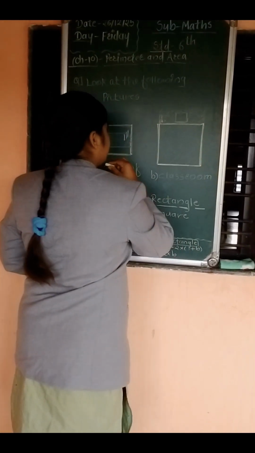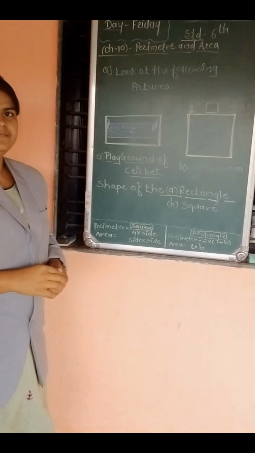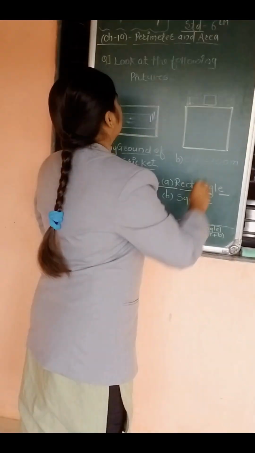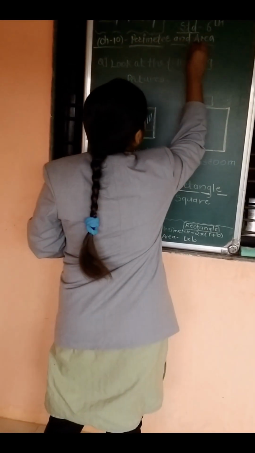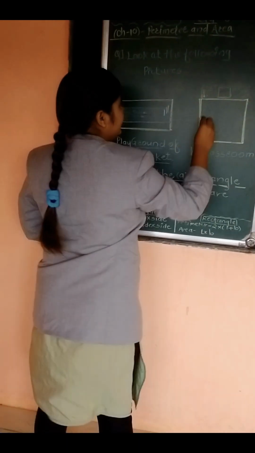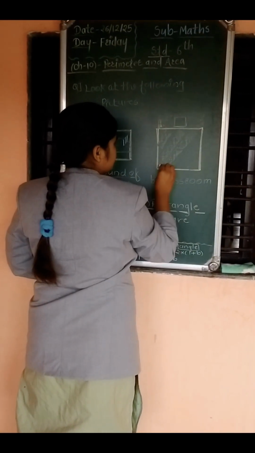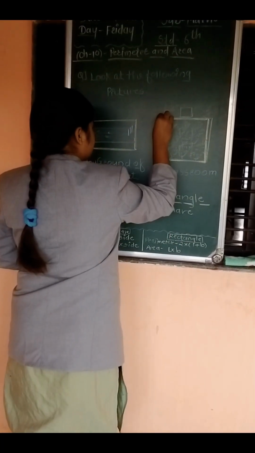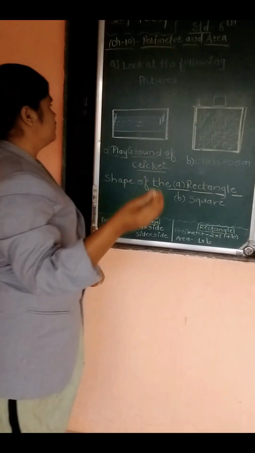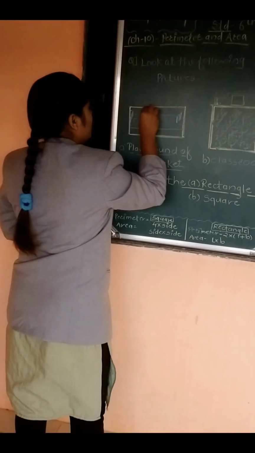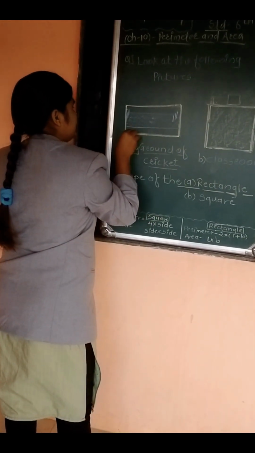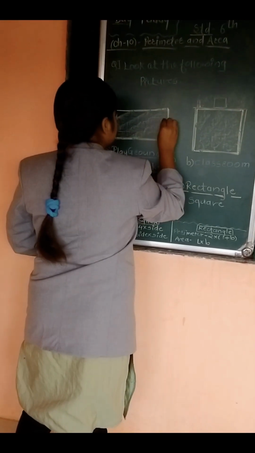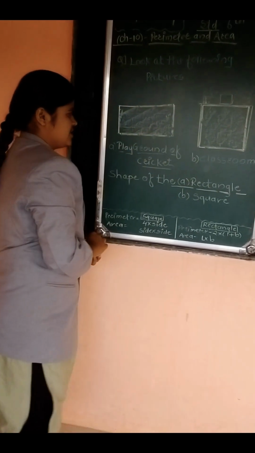So can you get an idea about today's lecture? Today we are going to learn about perimeter and area. We have to find the area of this square as well as the perimeter of this square. And we have to also find the area of this playground as well as the perimeter of this playground. So let's start with today's session.